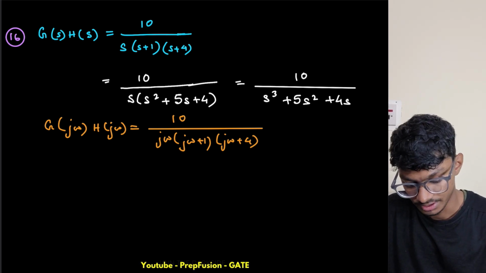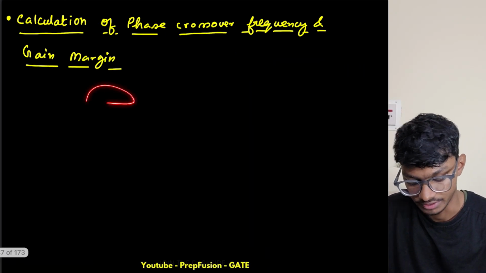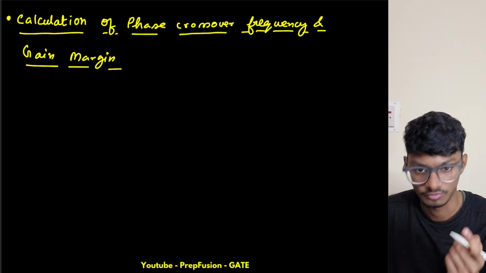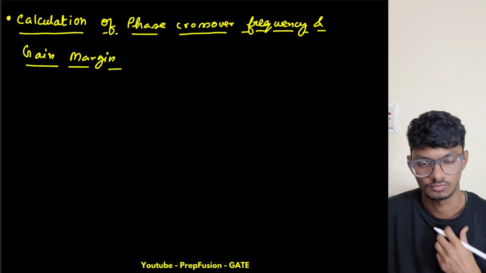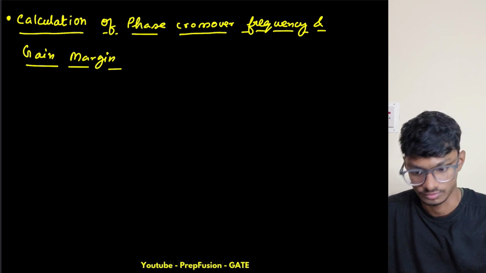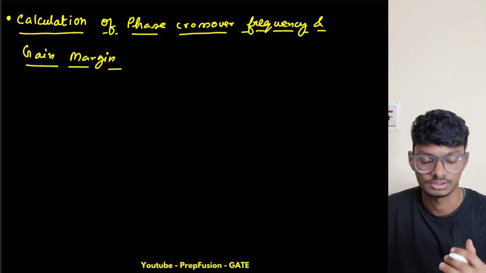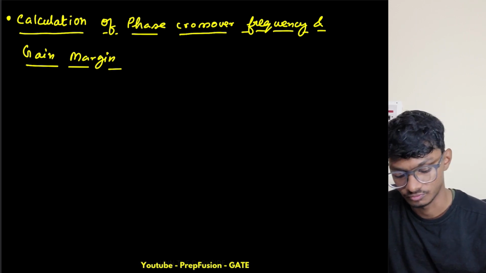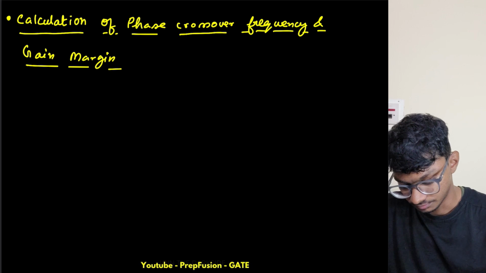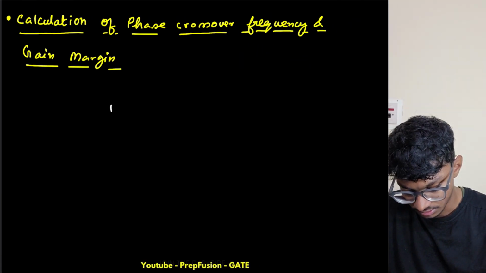Now simply replace s with j omega and I can find the phase crossover frequency. Simply the imaginary component would be 0, else finding it with the help of the angle condition, with the tan inverse formula, will be a bit difficult. That's why we follow this one. This is much faster and useful for higher order OLT where the order is very high. So replace s with j omega here.